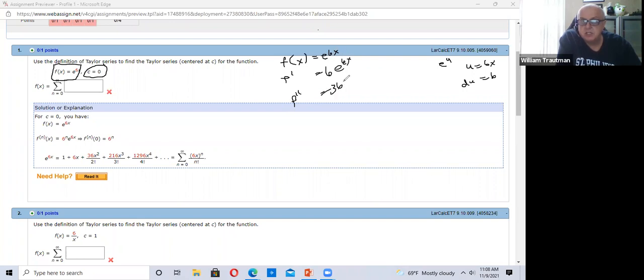36, bring the 6 back down, 36 e to the 6x. Whatever 36 times 6 is. I think, oh, they show us down here, 216. 216 e to the 6x. And so on and so on. So if we start, let me go ahead and put the formula up.